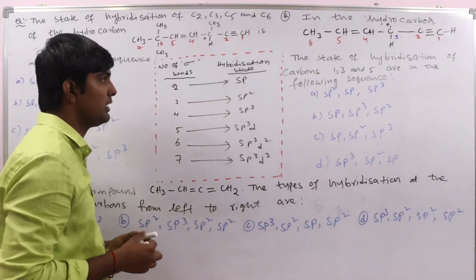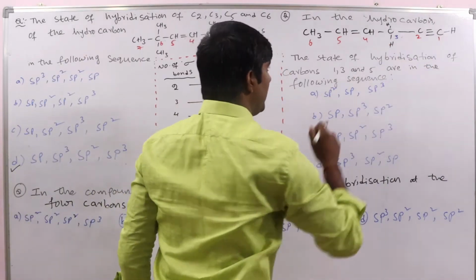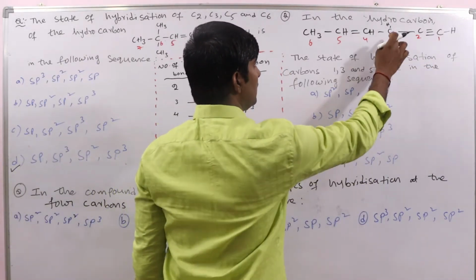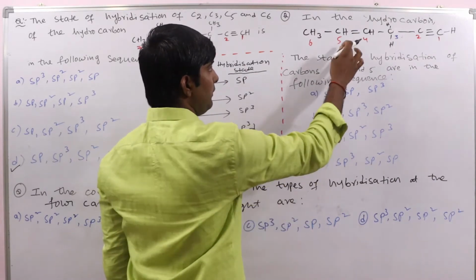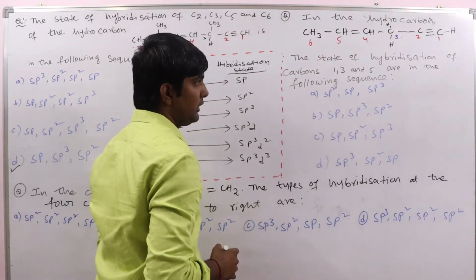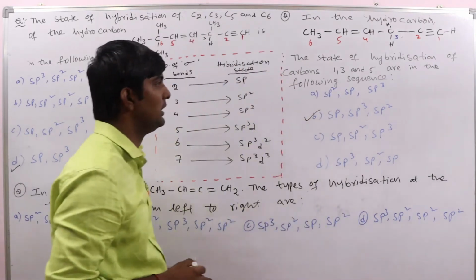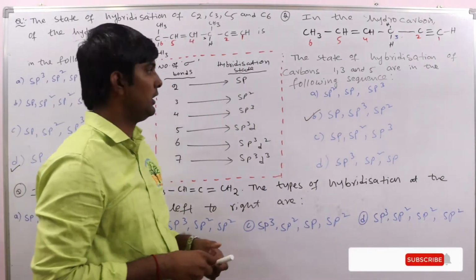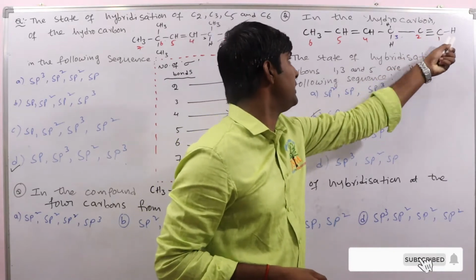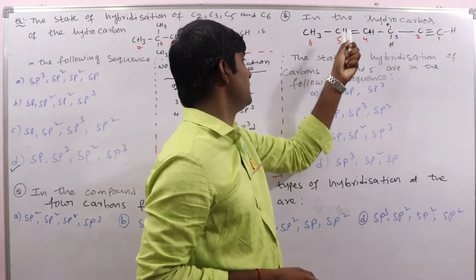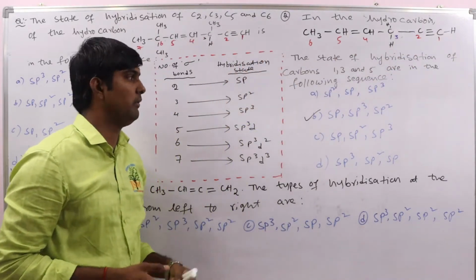So what is the answer here now? First carbon sp, third carbon sp3, fifth carbon sp2. So sp, sp3, sp2. The second option is the answer, right? Very simple.